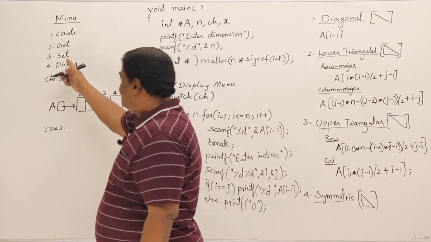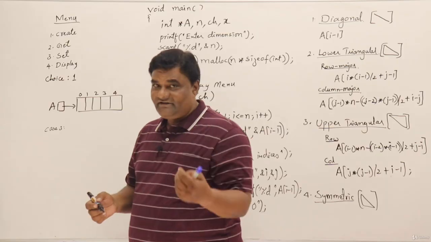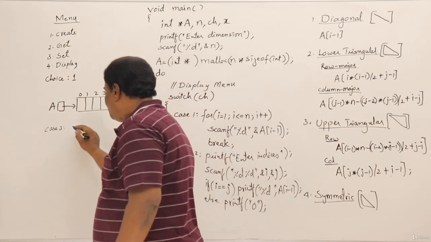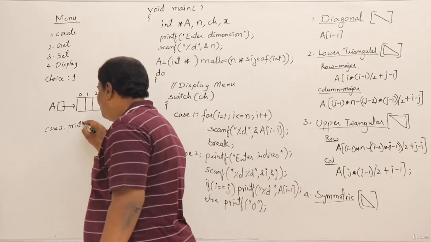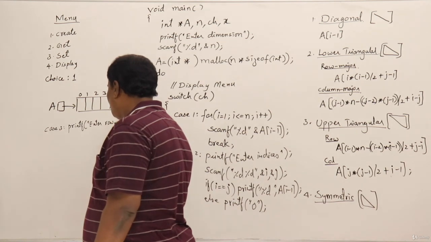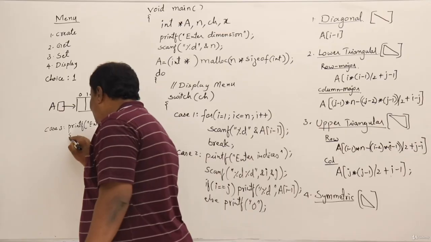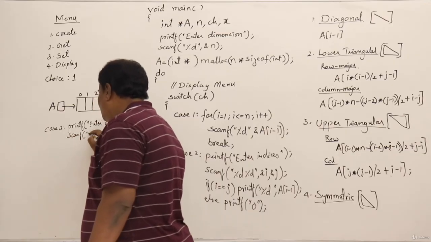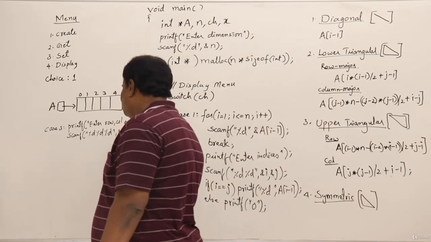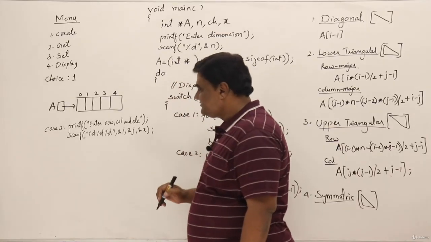Case 3, that is for setting an element at a given index. So I have to take 3 things: row number, column number, and the element also. So printf enter row, column and element. I will read three things: scanf %d %d %d, &i, &j, &x. So I'll be reading three values.